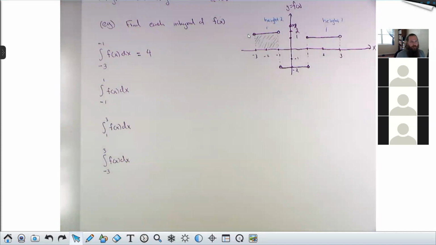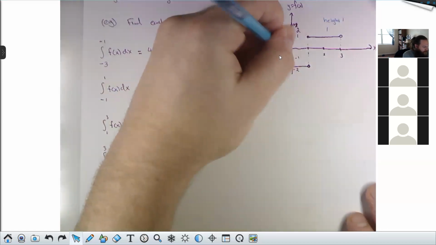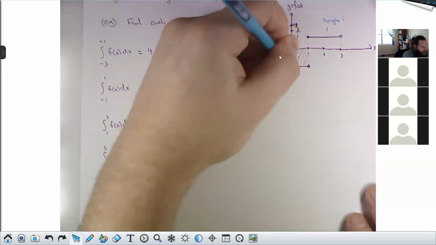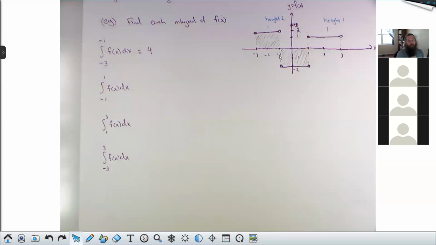Is everybody understanding this? I know it's a little bit weird, but this whole region here is just a 2 by 2 rectangle. So its area is 4, 2 times 2. What if I want to integrate from -1 to 1? That means I'm just looking at this piece right here. So first, questions on this.